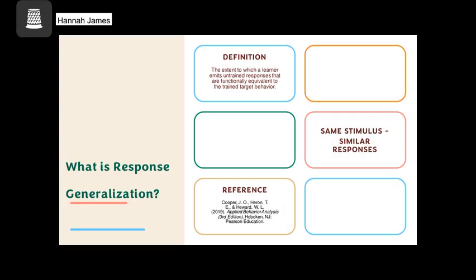So what is response generalization? According to Cooper, the definition states the extent to which a learner emits untrained responses that are functionally equivalent to the trained target behavior. So in other words, it's the same stimulus but with similar responses. So those responses, they'll serve the same function, occur in the presence of a single stimulus.